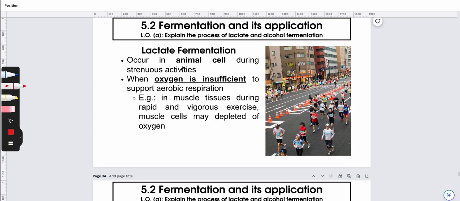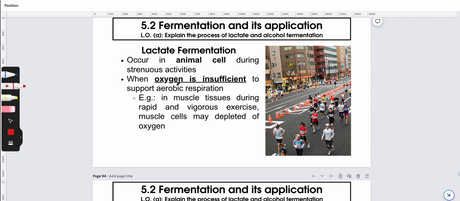And lactate fermentation. Now we are focusing on animal cells. Look at this picture. I believe they are Japanese people doing a marathon here, running. Have you ever run before? If you're a beginner to running, it takes a very, very short time for your muscles to feel like, oh, it's so tiring, like cramp. You get cramp in your muscle because you know what happened there.